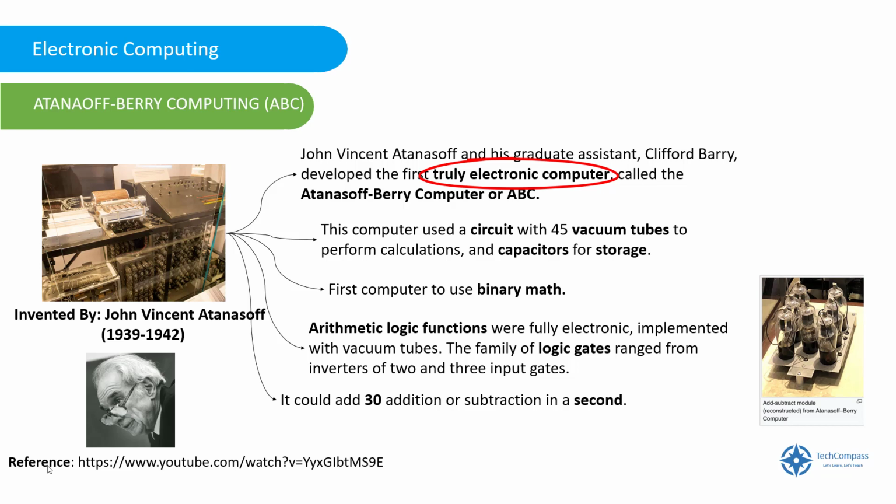This computer used a circuit with 45 vacuum tubes to perform calculations and capacitors for storage. First computer used binary math. Arithmetic logic functions were fully electronic, implemented with vacuum tubes. Logic gates were used in performing arithmetic operations. It could do 30 additions or subtractions in a second.